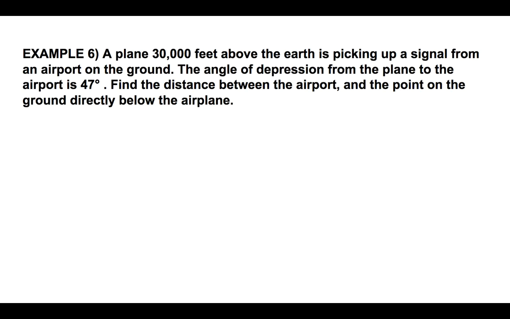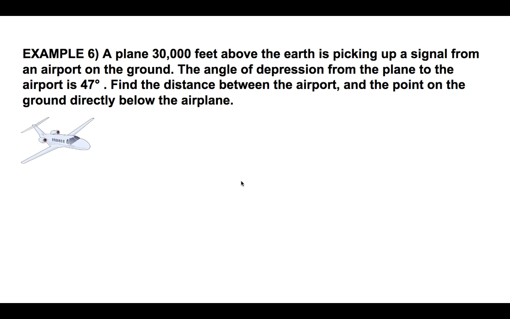Let's continue on with the next example. So we have a plane that's 30,000 feet above the earth and it's picking up a signal from an airport on the ground. The angle of depression from the plane to the airport is 47 degrees. So find the distance between the airport and the point on the ground directly below the plane.